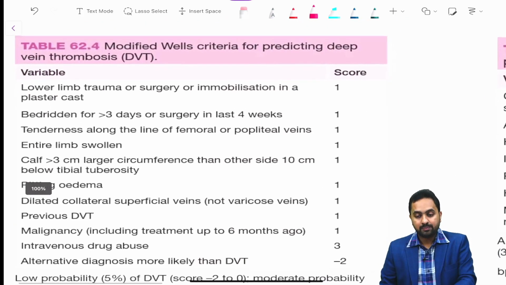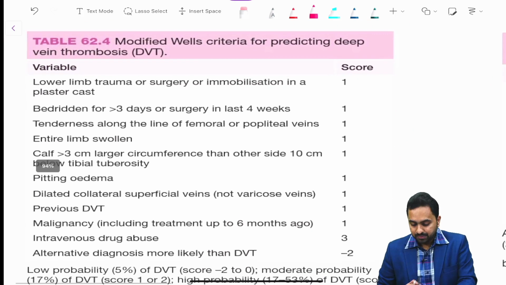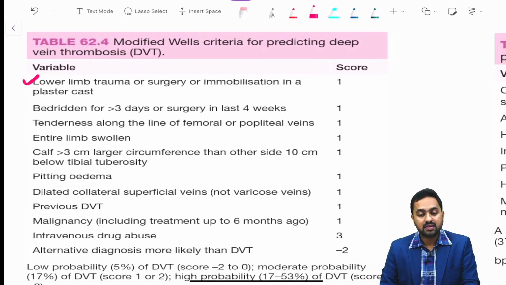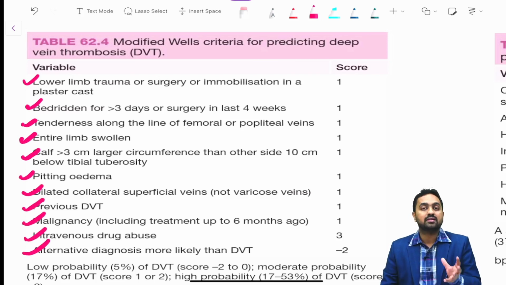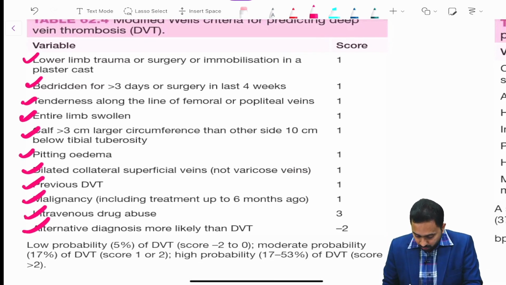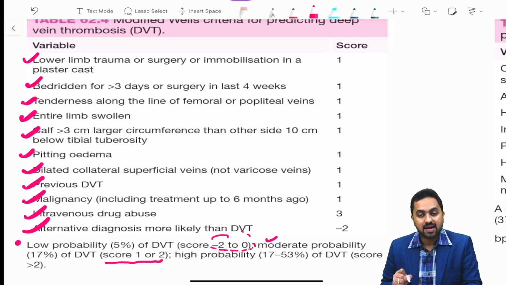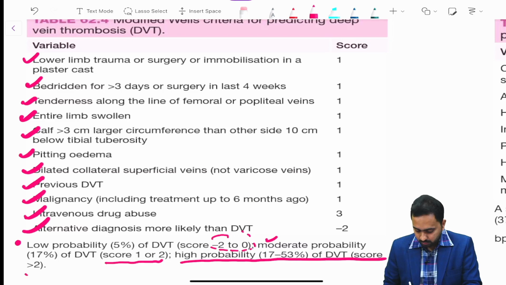So, this Wells criteria for predicting your deep venous thrombosis, it includes your lower limb trauma or immobilization in a plaster cast, bedridden for more than 3 days or surgery in last 4 weeks, tenderness along the line of femoral or popliteal vein, entire limb is swollen, calf more than 3 cm larger circumference than the other side measured 10 cm below tibial tuberosity, pitting edema, dilated collateral superficial veins, previous DVT, malignancy, intravenous drug abuse and alternative diagnosis. So, a score of -2 to 0 is your low probability, whereas the moderate probability is a score of 1 or 2 and high probability is a score of more than 2.